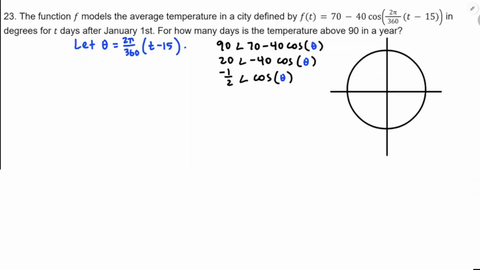All right, there we go. Because we want the average daily temperature to be greater than 90, I'm interested in where cosine theta is greater than negative 1/2. We can find where cosine theta equals negative 1/2 on the unit circle. That would be right here. It looks like 2 pi over 3. And down here at 4 pi over 3.